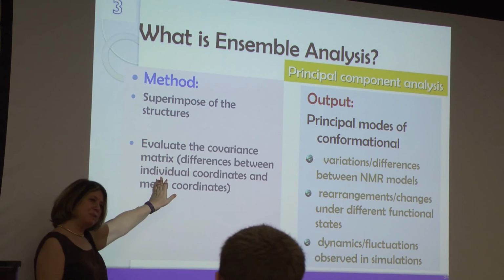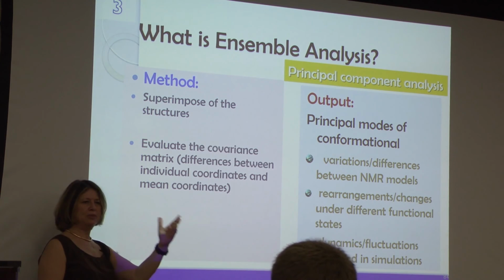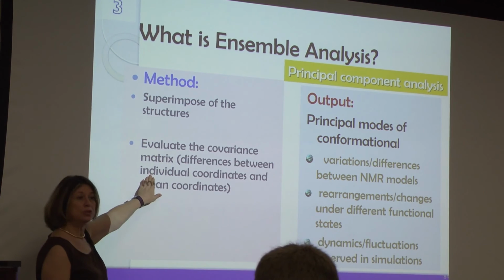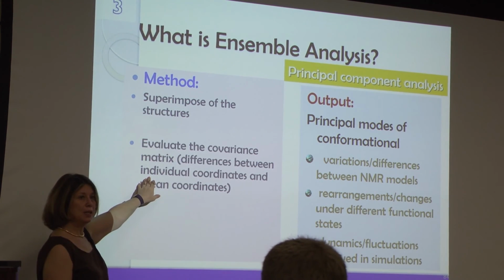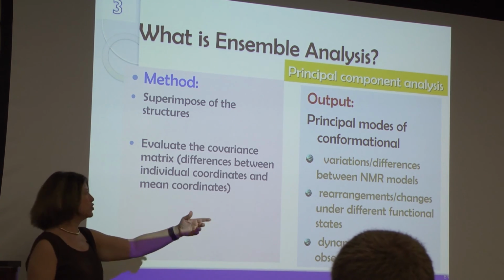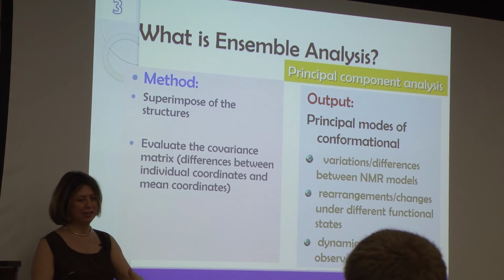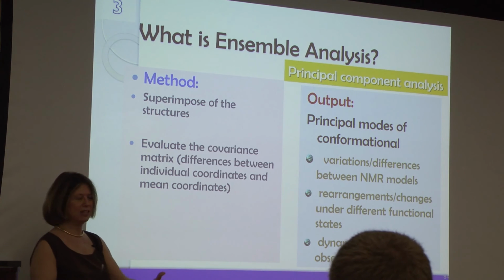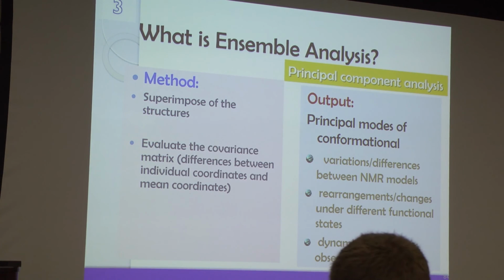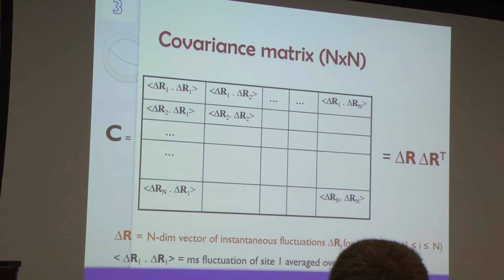You evaluate the covariance matrix. Actually, what you're doing in this case, when you have an ensemble of structures, you can calculate the mean average structure and how much each of those structures deviate from the mean. So you know the covariance matrix now from that ensemble. Remember, the covariance was the inverse of the Kirchhoff matrix or inverse of the Hessian. So now we are approaching from the other end. The ensemble gives you the covariance. You can decompose the covariance into eigenvalues and eigenvectors, which will be the same eigenvalues and eigenvectors as the Kirchhoff matrix, or Hessian. So you got the covariance matrix now from the ensemble.